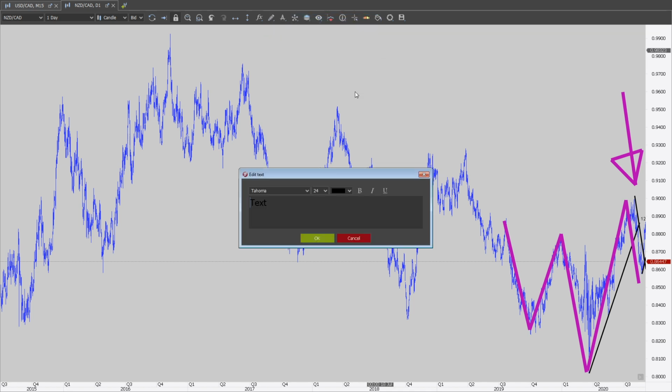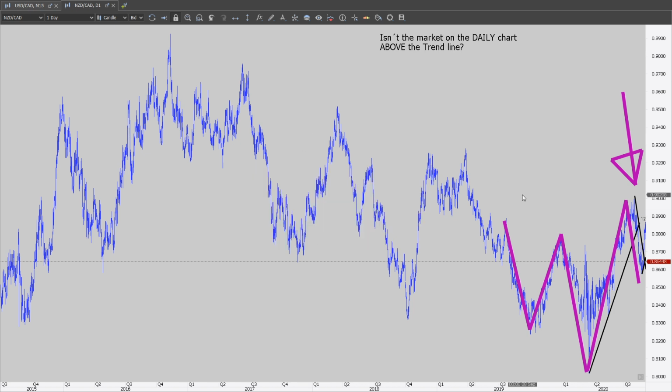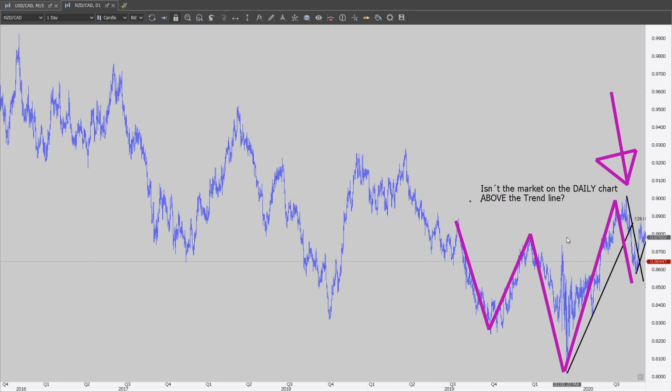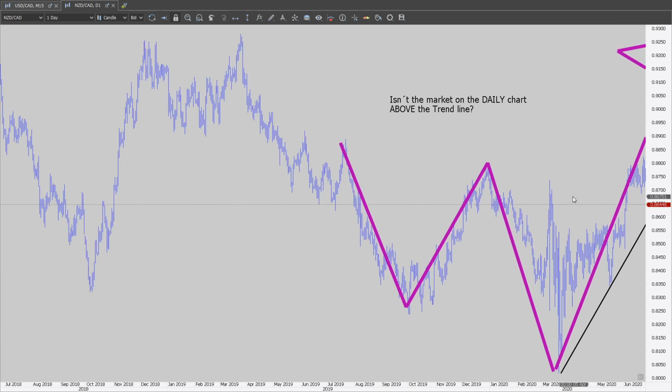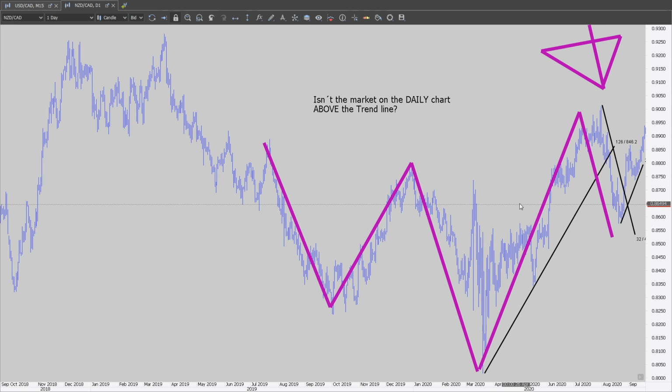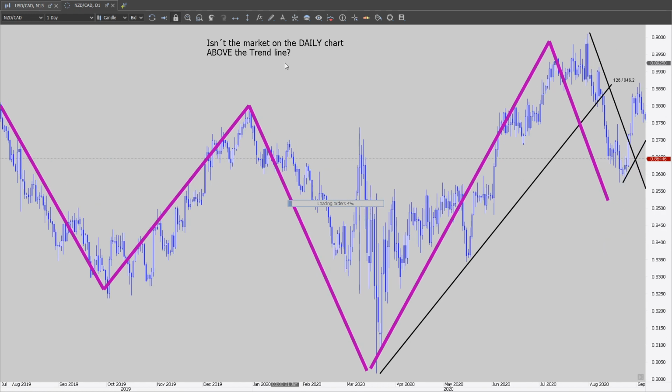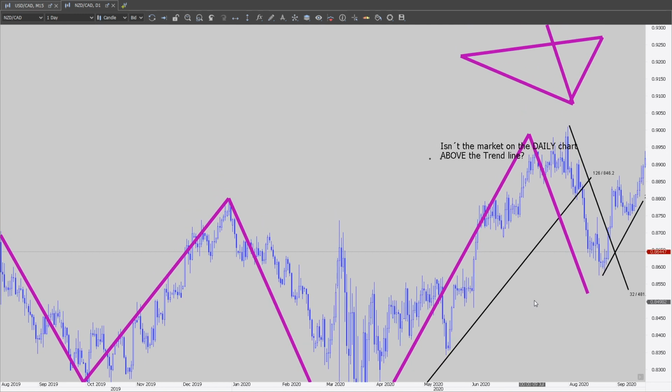Here is the question, Husnaini. Isn't the market on the daily chart above the trend line? Before you go short, isn't the market above the trend line? So I'm zooming in one more time. Husnaini, why would you go short? This is the market. Isn't the market above the trend line?